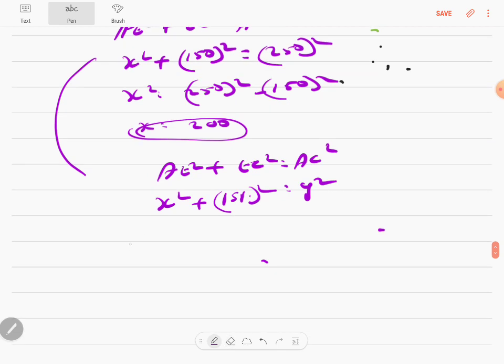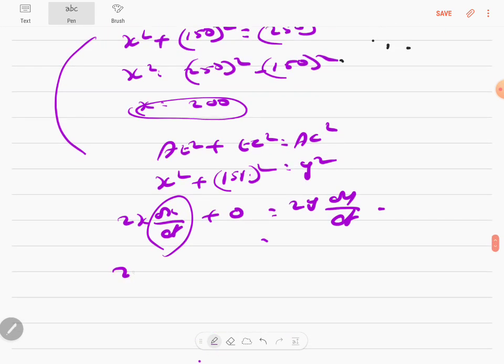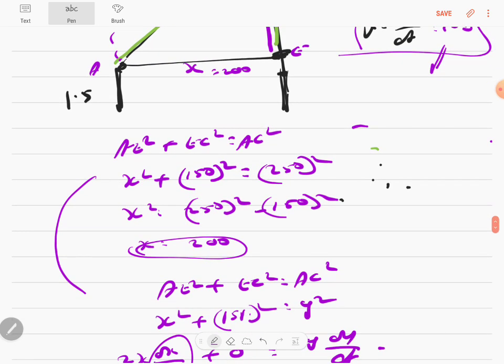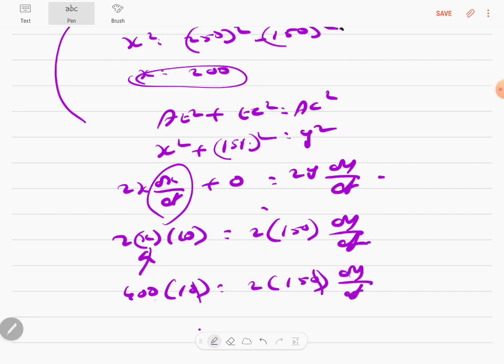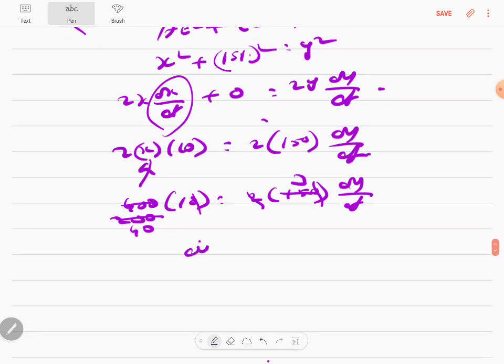So if you differentiate this with respect to t, 2x into dx by dt plus 0 is equal to 2y into dy by dt. You already know dx by dt is given in this question as 10. So 2x into 10 is equal to 2y into dy by dt. dy by dt is something you're going to find. Y already you know is 150. So substitute that here, 150 into dy by dt. X value also you know is 200. So 400 into 10 is equal to 2 into 150 into dy by dt. So this will get cancelled, and this will get cancelled with 200. 5 3s are 15, 5 4s are 20. So dy by dt is 40 by 3. 40 by 3 is what I'm getting as dy by dt.